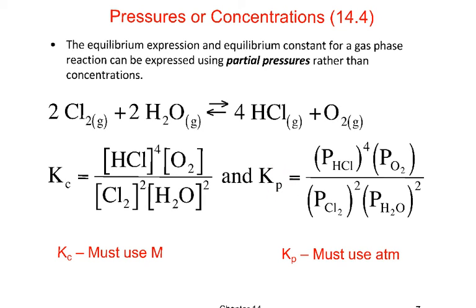Now, one thing that I would recommend that you star in your notes when we're doing equilibrium calculations, if we're using concentrations, those concentrations must be in molarity. Alternatively, if we're using pressures, those pressures must be in atmospheres. So if they gave us the pressure in torr or something like that, we need to convert those into atmospheres before doing any kind of equilibrium calculations.